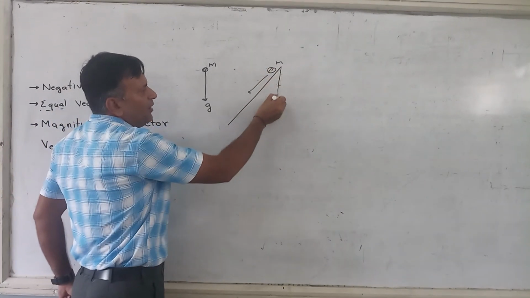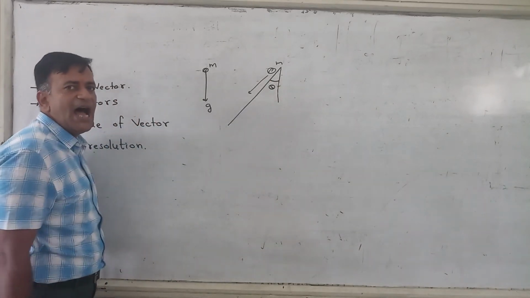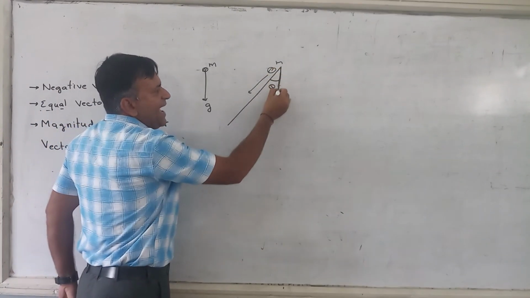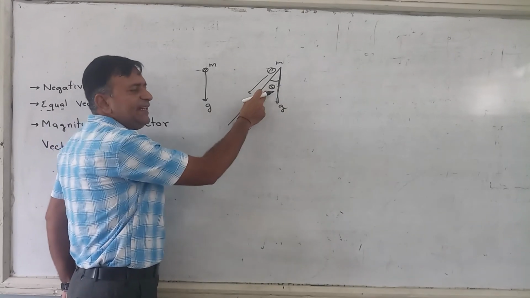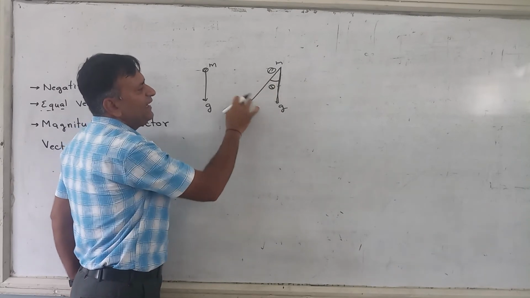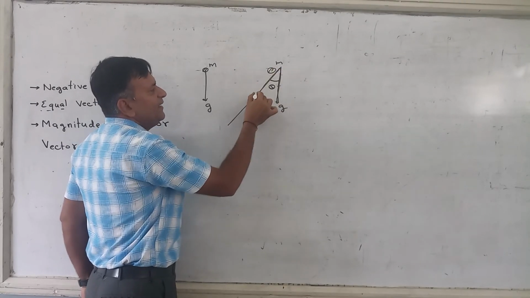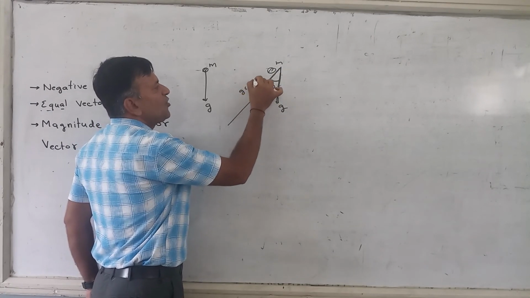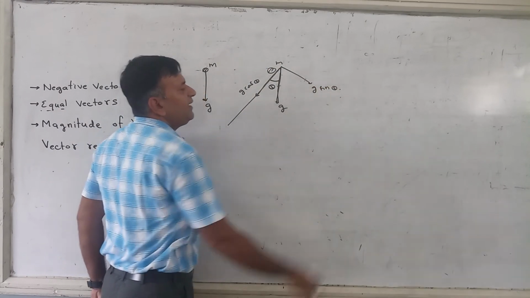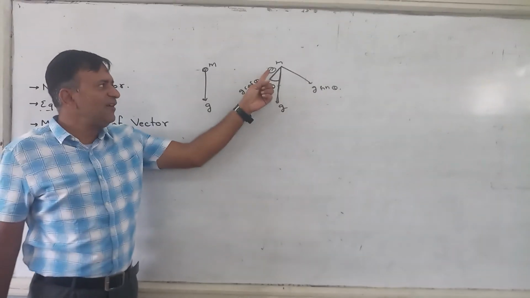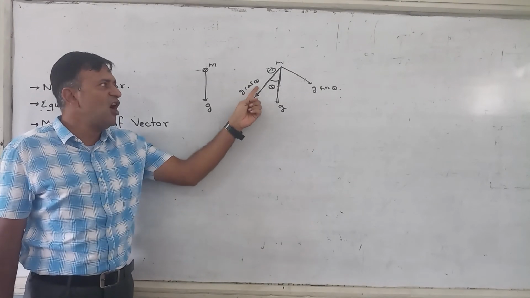I must know this angle. This angle is theta. Okay, this acceleration is g. I am resolving this acceleration g into two parts. This is theta, this is the adjacent side. This becomes g cos theta. This becomes g sin theta. So what is the acceleration of this mass when sliding down this plane? It will be g cos theta.